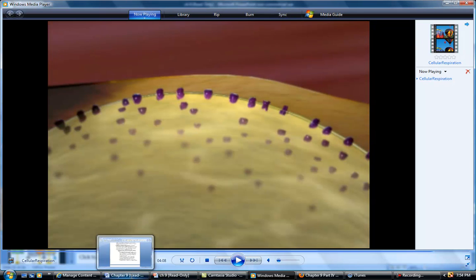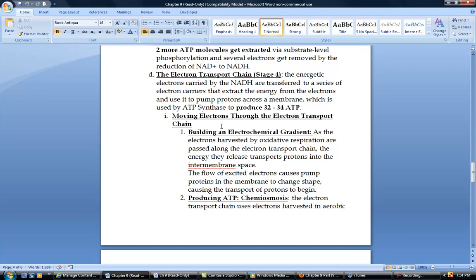So if we go back to the notes, let's go through each section. So we talked about NADH, and those electrons are going to be carried by it, and it's going to drop them off, and the protons are going to get pumped across the membrane, and then that's going to be used by ATP synthase to make 32 to 34 total ATPs. So that's a lot more than any of the other ones that we were talking about.